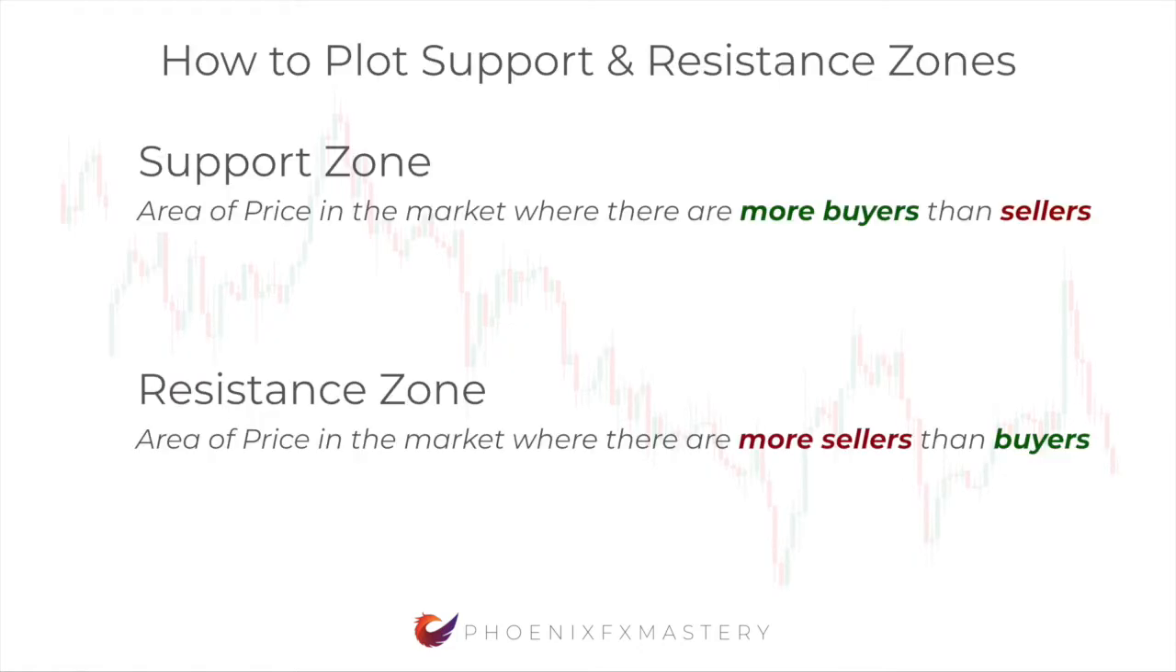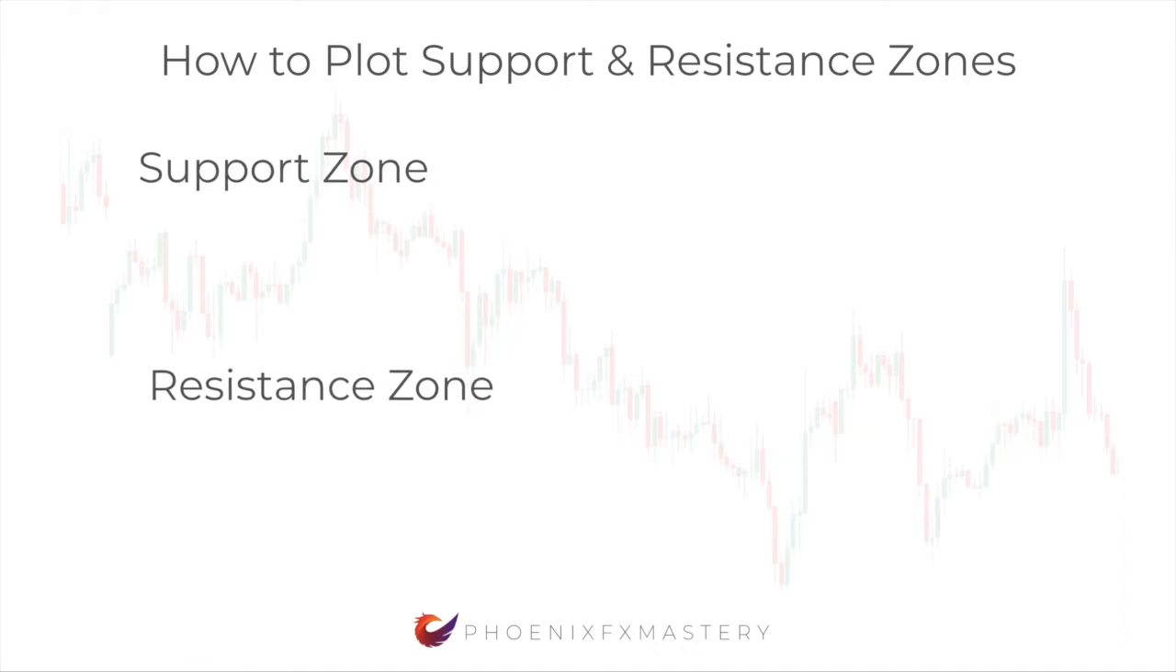So very simply, a support zone is an area of price in the market where there are more buyers than there are sellers. Therefore, buyers take control and send price upwards. A resistance zone is very simply an area of price in the market where there are more sellers than buyers, and therefore sellers take control and send price downwards. So how does this look on a chart?